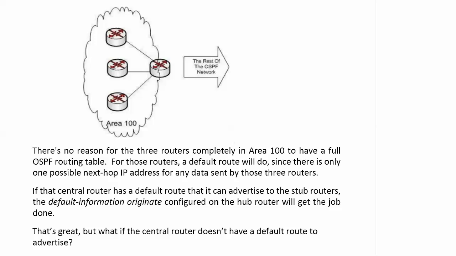Now, if that central router has a default route that it can advertise to the stub routers, that's fantastic. And we can make that happen with the default-information originate command. I love that. It's just such a great command, default-information originate. Well, what if the central router doesn't have a default route to advertise? You might think, well, we'll just add one on there and then send that to the stub routers. We actually have another way we can do that with default-information originate, and we'll talk about that in the very next video.